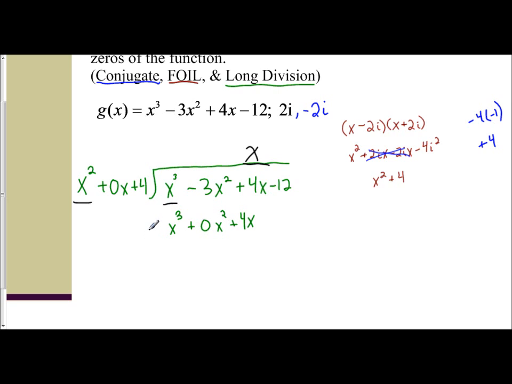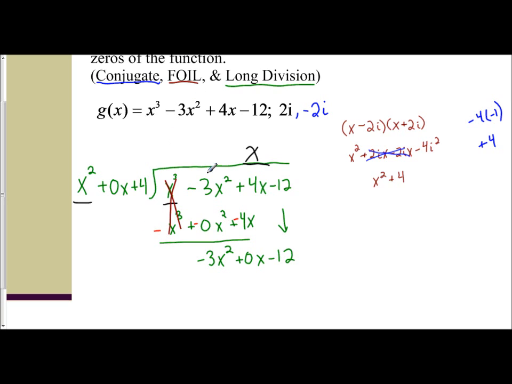Now remember, you are subtracting this entire expression. When you do long division, you subtract the entire expression, which means I'm changing all of these signs. So if I'm subtracting x cubed, I'm subtracting 0, so plus a negative 0, and I'm subtracting 4x, so plus negative 4x. The first one's always going to cancel. The whole point was to eliminate that first term. And you take a look at what you have. You have negative 3x squared minus 0x squared, so that's negative 3x squared. 4x minus 4x is 0x, and we drop down the negative 12.